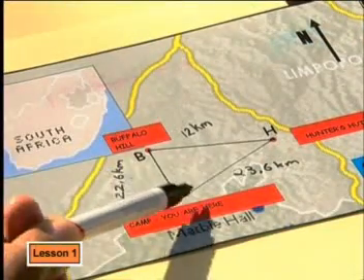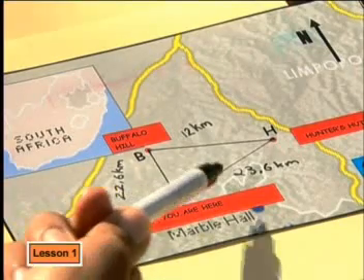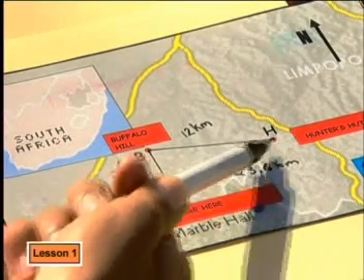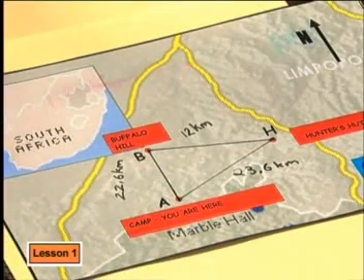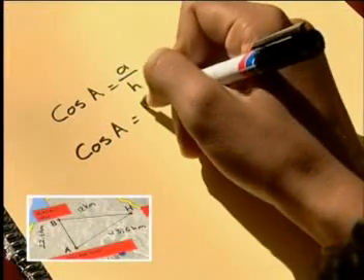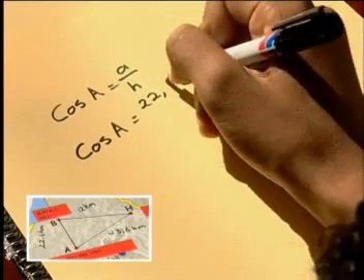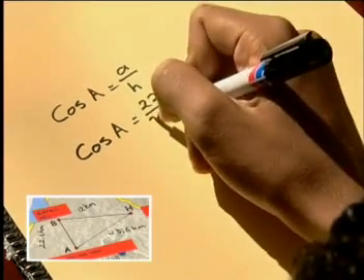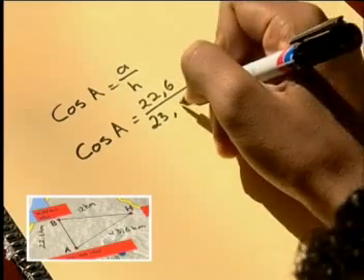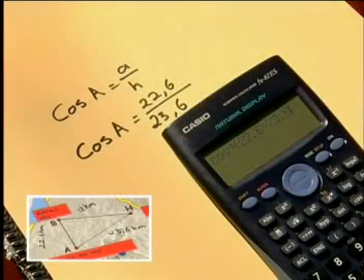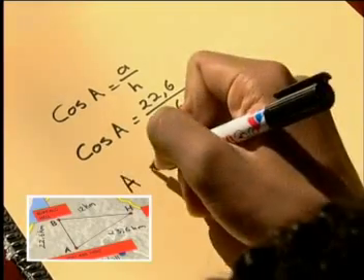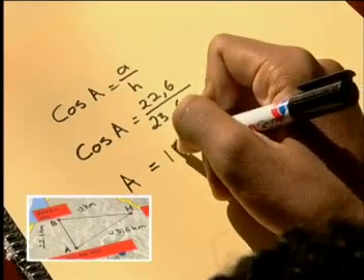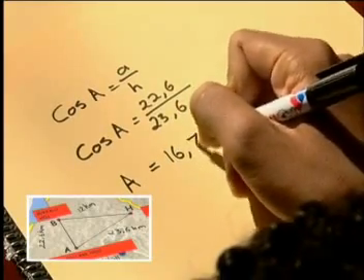We want to find angle A. We have the hypotenuse of 23,6, and the adjacent side here is 22,6. So we can use cos. Cos A will be adjacent divided by hypotenuse. That's 22,6 divided by 23,6. So to find A, I take the inverse function of cos. By my calculations, angle A is 16,7 degrees. I reckon we can round that off to 17 degrees.